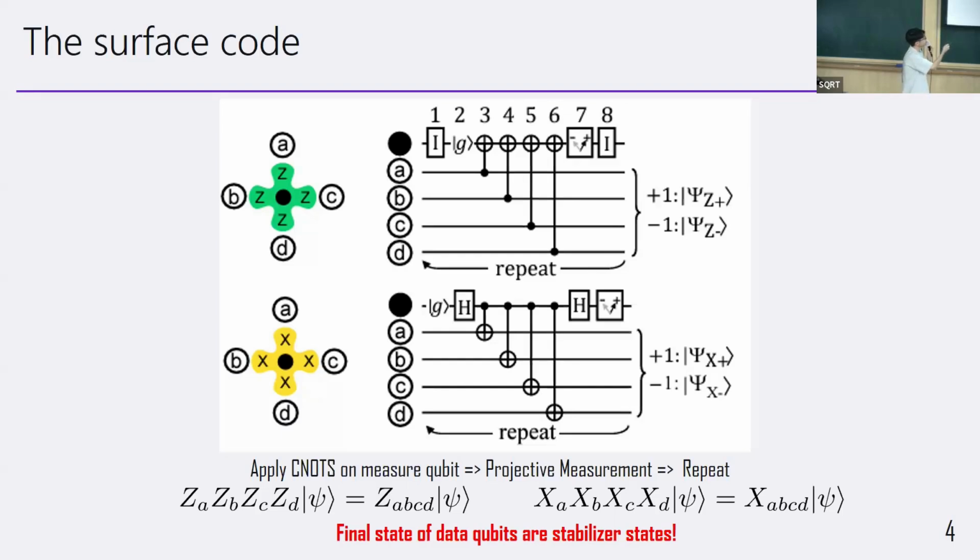So what we're doing here is applying CNOTs onto the measure qubit. And at the end, you see this little thing. This is a projective measurement, so basically measuring the result. And we're going to keep repeating that. We keep pinging it in cycles. And the important thing is when an error occurs.